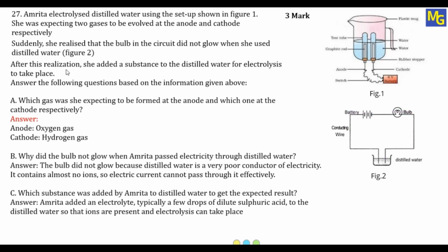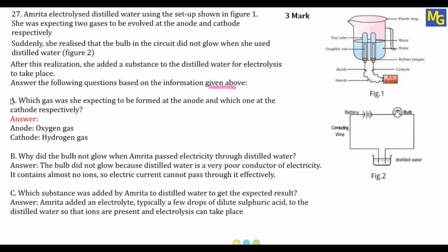After this realization, she added a substance to the distilled water for electrolysis to take place. So once she realized that the circuit is not complete, the bulb is not glowing, electric current is not moving in the circuit, she added some substance to the distilled water. And due to that substance, the bulb started glowing when she switched on. Answer the following questions based on the information. So by using all this information, you have to answer the questions.